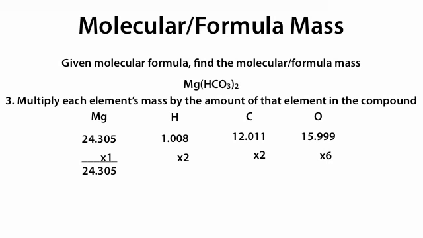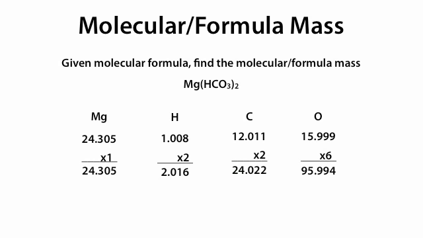We're going to multiply all these out. And finally, add them all up. 24.305 plus 2.016 plus 24.022 plus 95.994 is equal to 146.337. And this is our final molecular mass or formula mass of Mg(HCO3)2.